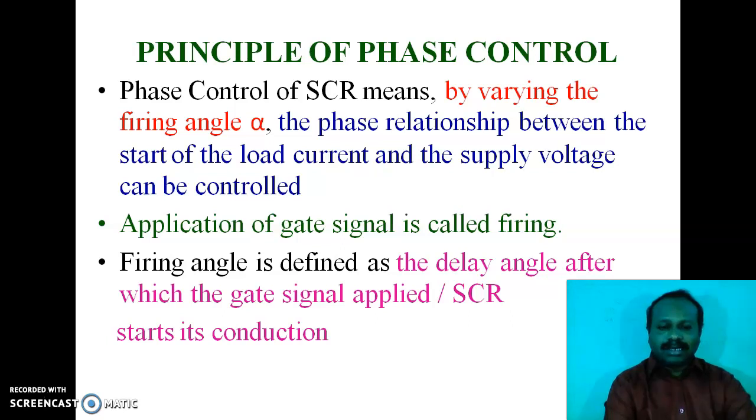Application of the gate signal is called firing. Firing means application of the gate signal. Firing angle is defined as the delay angle after which the gate signal is applied, or the SCR starts its conduction. So after that delay angle only, the gate signal is applied. That delay angle is known as the firing angle. Unless the gate signal is given, the SCR will be in the off state. Only after the application of this firing pulse or gate pulse does the SCR start its conduction. So the delay angle is known as the firing angle.